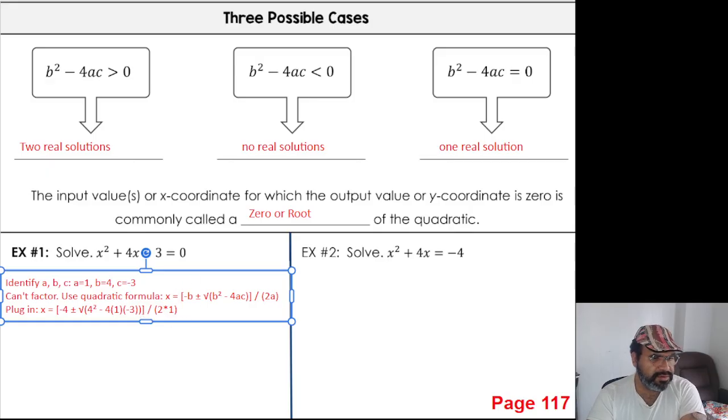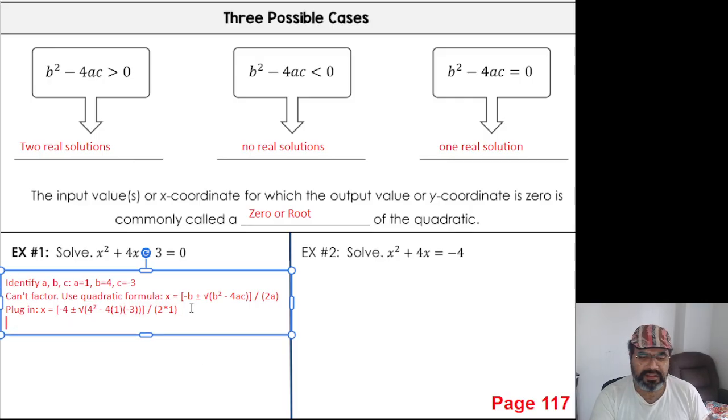Simplify the inside of the root. Remember, PEMDAS, we keep using PEMDAS. Don't forget that. It is going to follow you all your life. Okay? Focus on the square root of 4 squared, 16. 4 times -3 is -12, minus times minus makes positive 12. Times 1 is just 12. Okay? 2 times 1 is 2, the denominator.